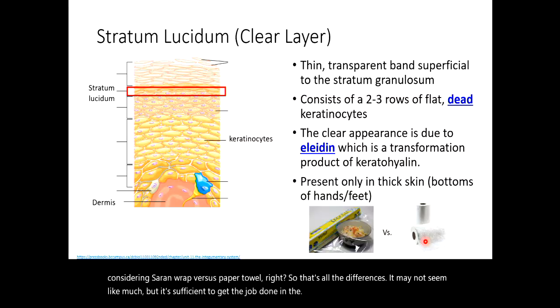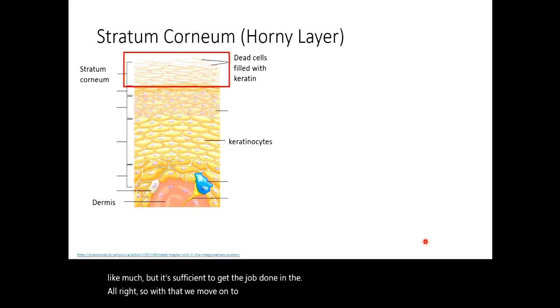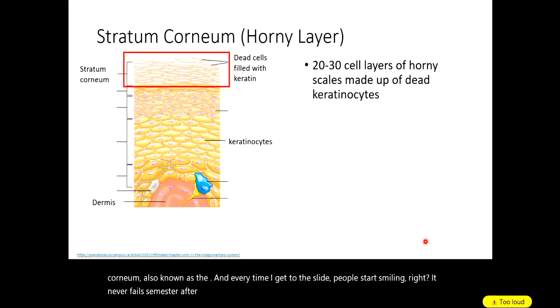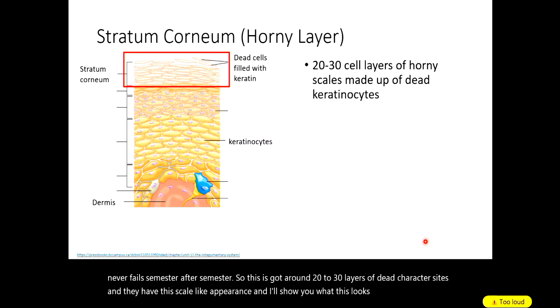All right, so with that, we move on to the final layer. This is the most superficial layer, stratum corneum, also known as the horny layer. And every time I get to this slide, people start smiling, right? Never fails, semester after semester, right? So this has got around 20 to 30 layers of dead keratinocytes, and they have this scale-like appearance. And I'll show you what this looks like in the upcoming slides, right?